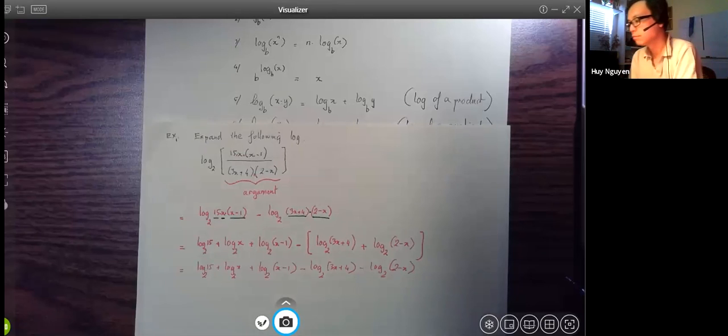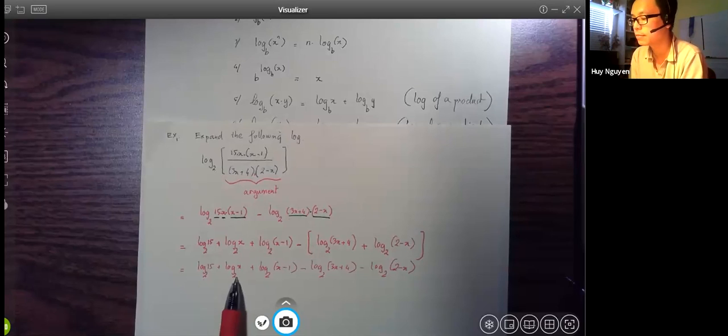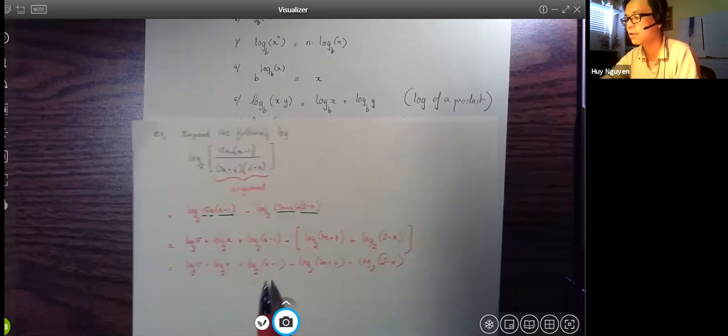Now, we have to ask ourselves whether we should stop over here or continue. That question applies to everything, because a lot of students don't know when we should stop. So we look at the logs and you see that the first log, we cannot do anything. The second log, we cannot do anything. The third log, we scan all the properties here.